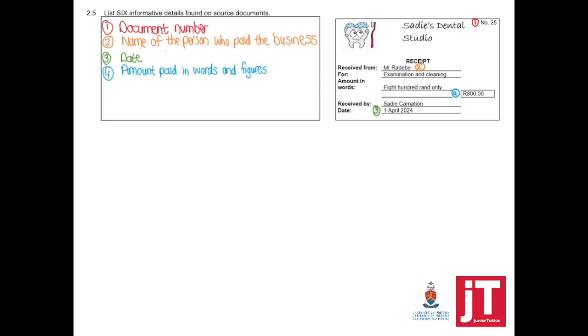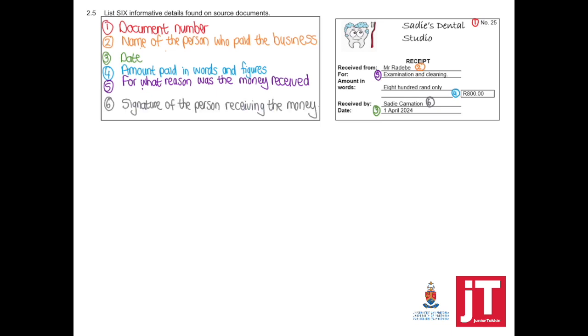Fourth, what is the amount? And the amount must be written in words and in figures. Then fifth, for what reason did we receive the money? Sixth, who received the money? So the signature of the person who actually received the money must be on that receipt.